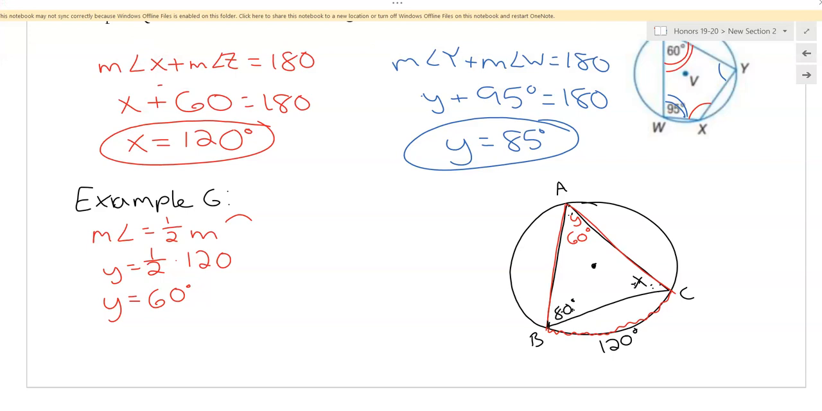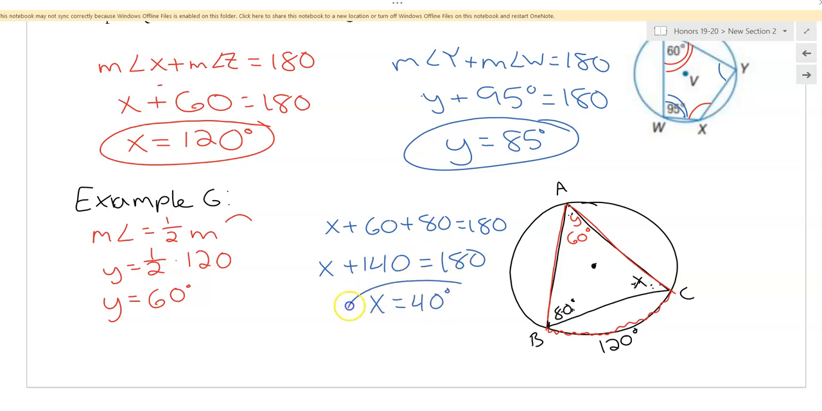Now, X plus 60 plus 80 equals 180. X plus 140 equals 180. If I subtract 140, X equals 40 degrees. Okay, so you might see problems like that. These are still just inscribed angle problems, but also having to use maybe the fact that a triangle adds up to 180. Okay.